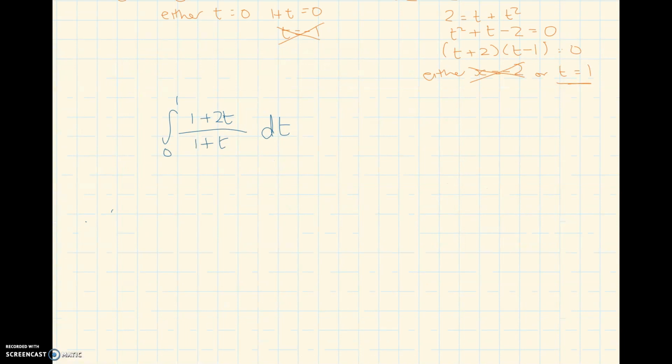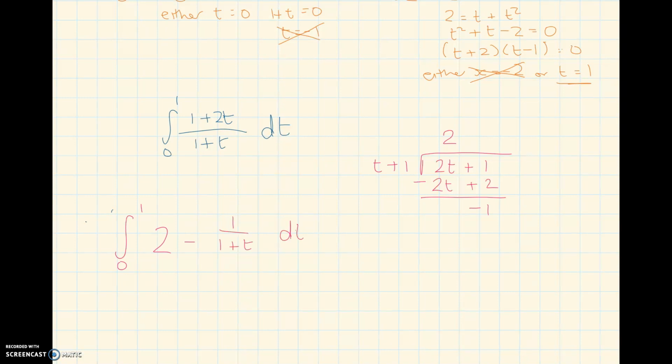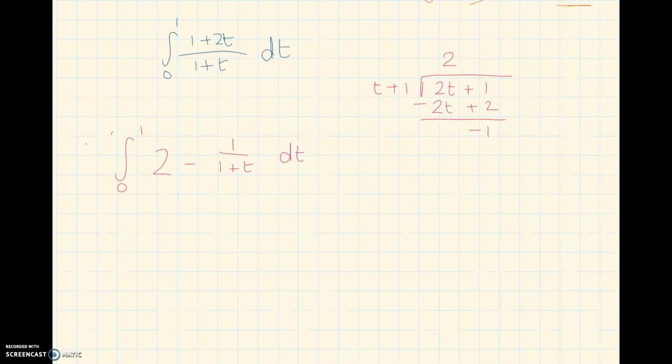Okay, so we want to integrate this. This fraction has the same power of t on the top and bottom, so I need to do a little division first, to see whether I can change this into a number and a fraction. If I write 2t plus 1, I'm dividing that by the bottom line, which is t plus 1. To get the number of t's, I'm going to have to multiply by 2. I get 2t plus 2. If I subtract to get my remainder, 1 take away 2 is minus 1. So I can write this as 2 minus 1 over 1 plus t, dt. That's what I'm going to now integrate.